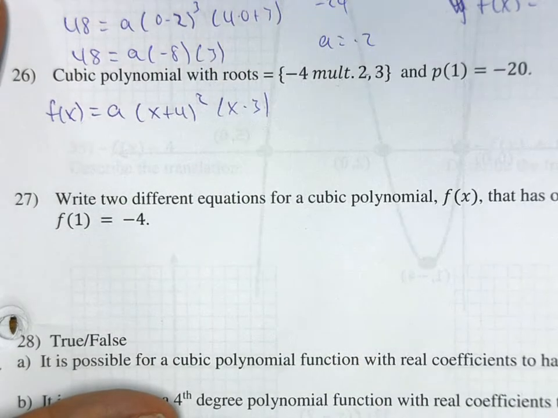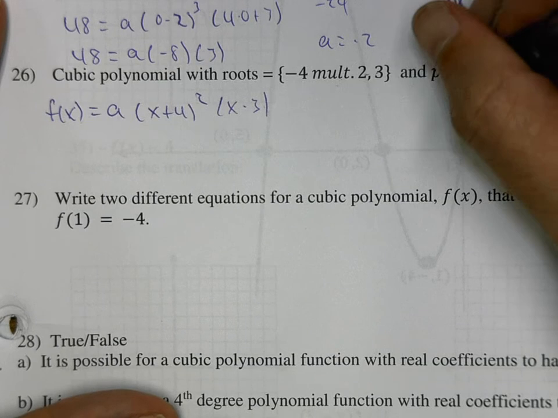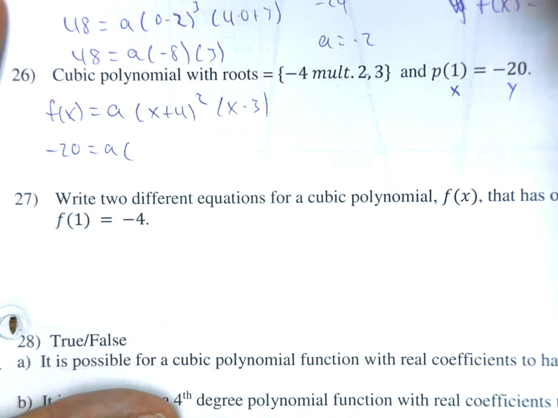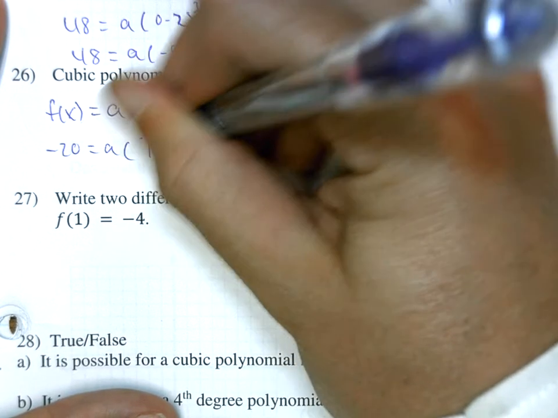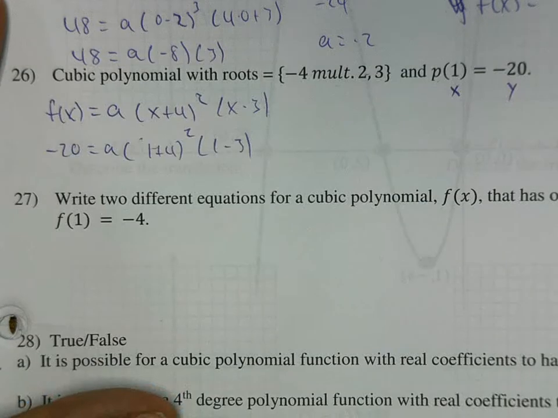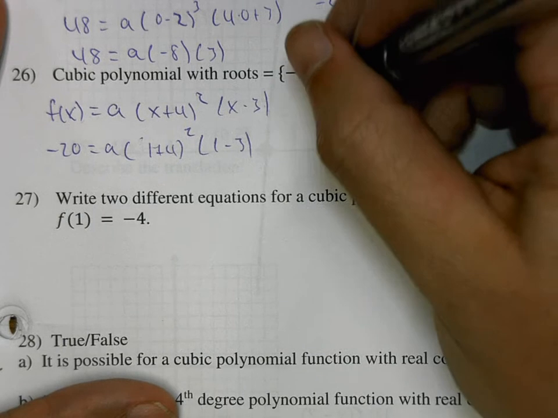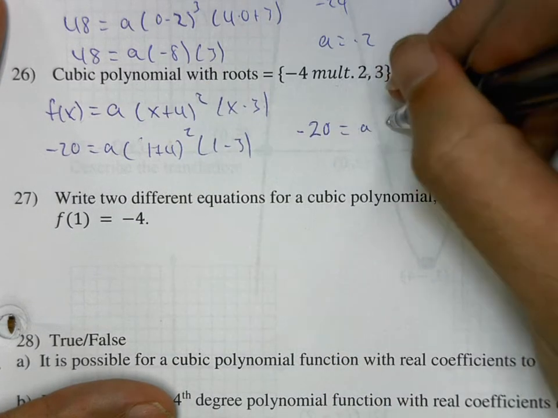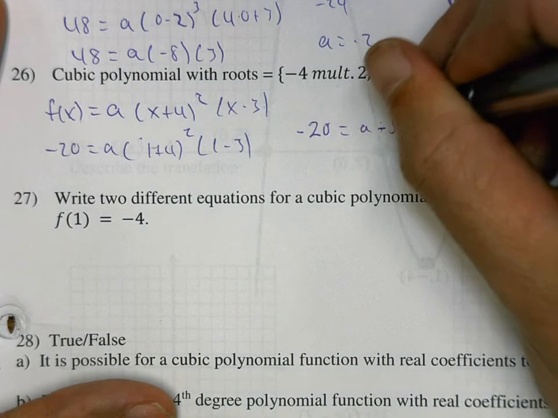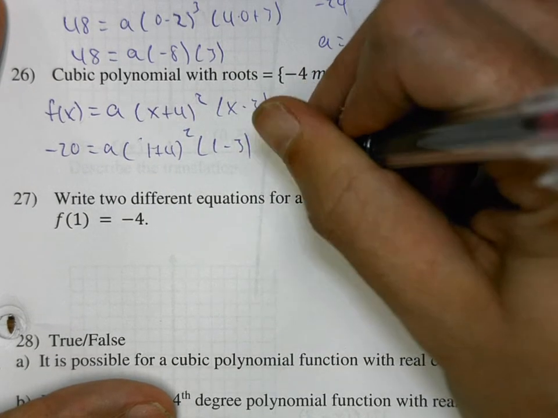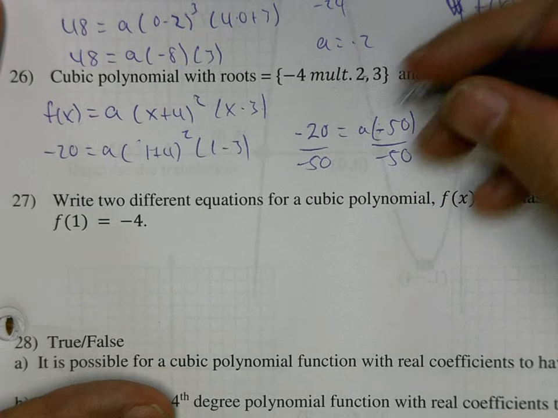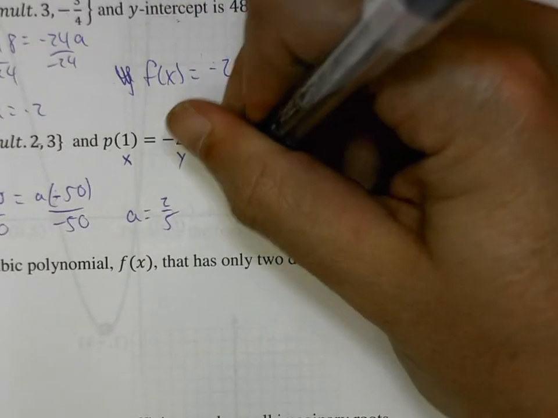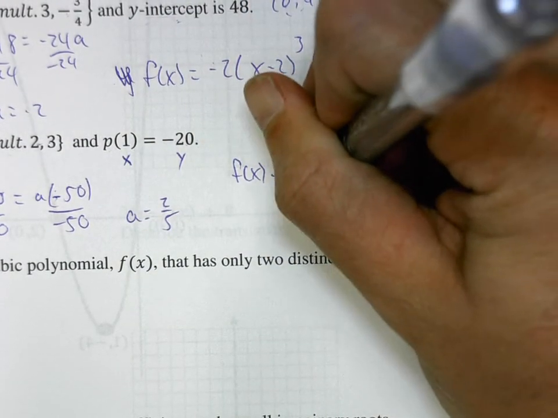P of 1 equals negative 20. That means your x value is 1, your y value is negative 20. Negative 20 equals a times 1 plus 4 squared times 1 minus 3. So negative 20 equals a times 5 squared, which is 25, so that's negative 50 times a. Divide both sides by negative 50, and when you reduce, a equals positive 2/5. Therefore, your final answer is f of x equals 2/5 x plus 4 squared x minus 3.